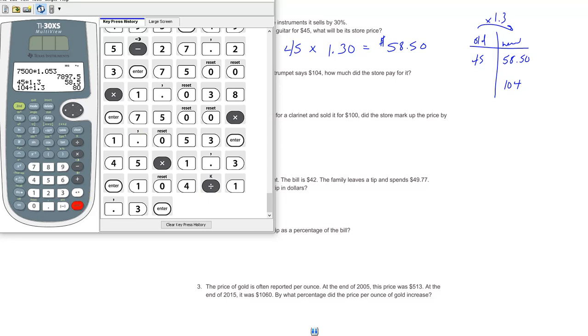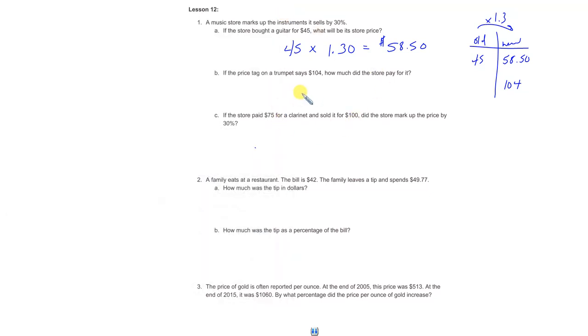30% previous would have been $80. So for that one, we did 104 divided by 1.3, and that gave us our answer, which was $80. $80 is what they bought it for, and they're trying to sell it to us for $104 to get that profit.